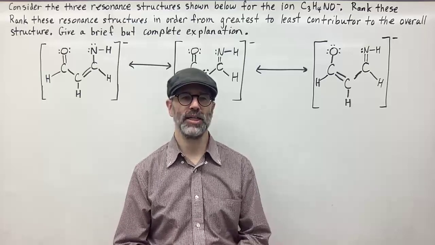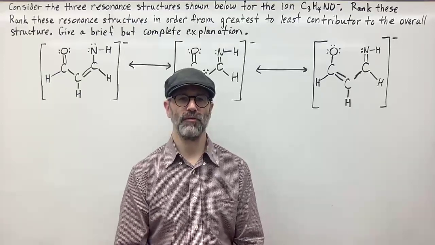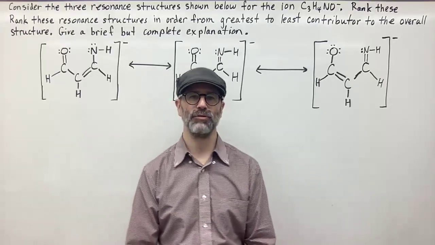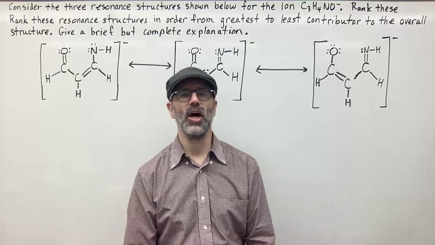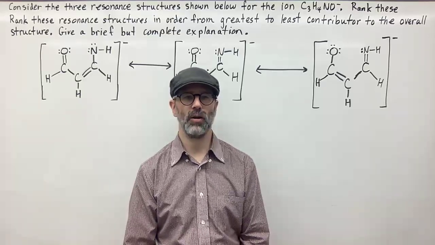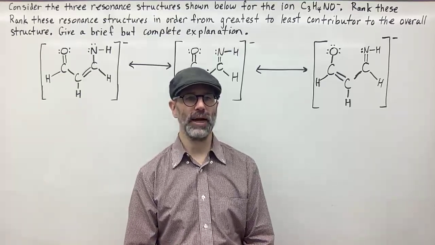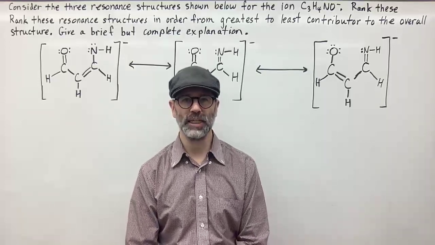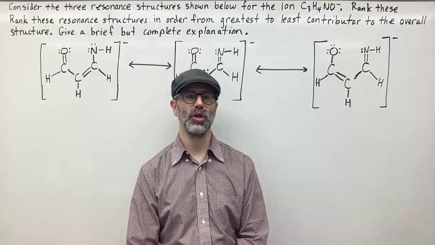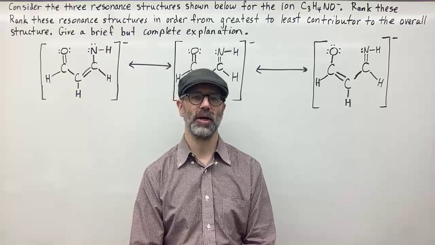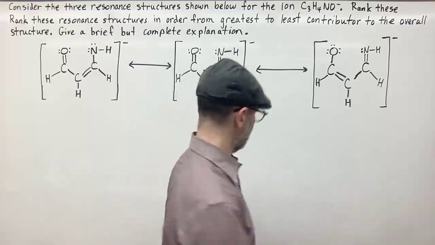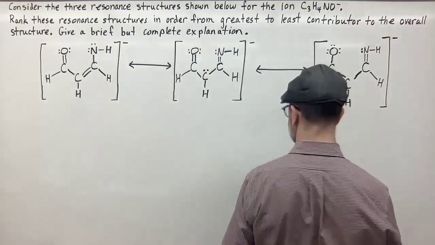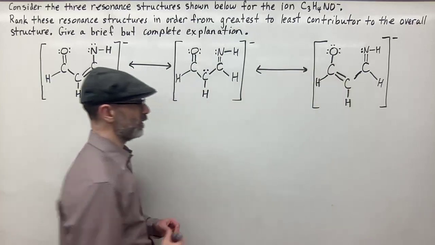So we're asked here to consider the three resonance structures shown below for the ion C3H4NO minus. Rank these resonance structures in order from greatest to least contributor to the overall structure. Give a brief but complete explanation. And I'm going to erase this there. That makes the sentence better.